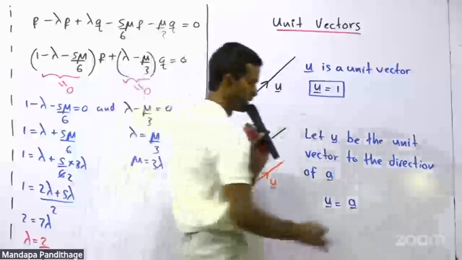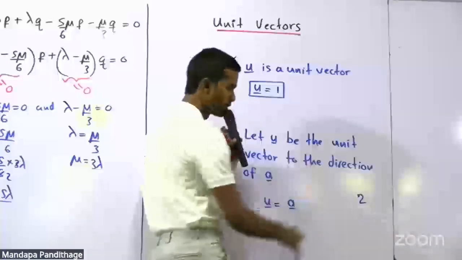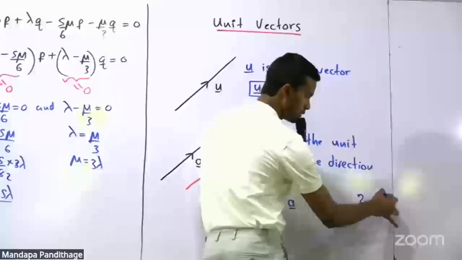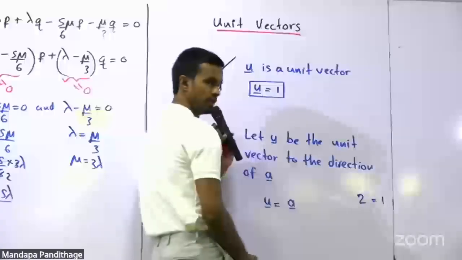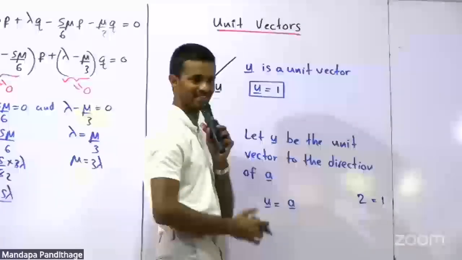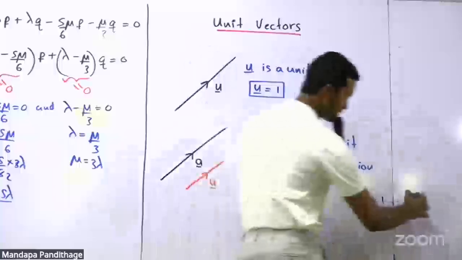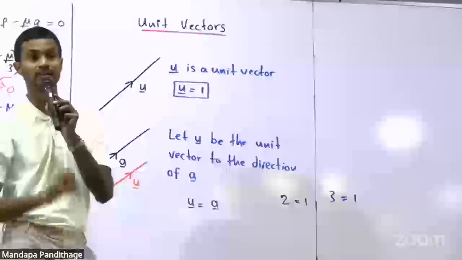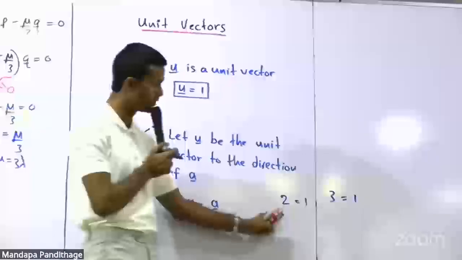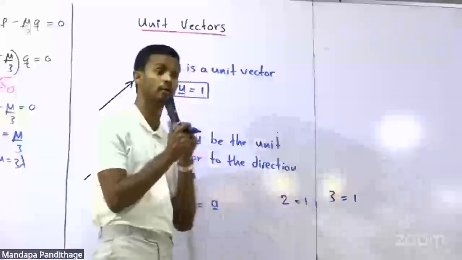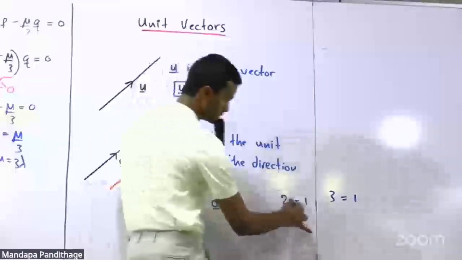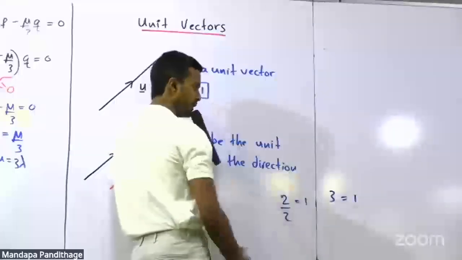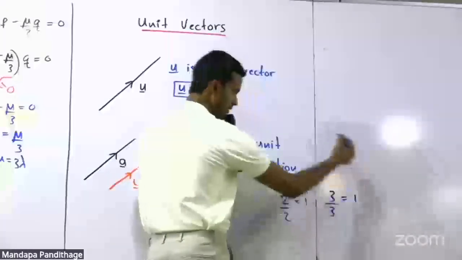Okay, now think in this way. If I want to make this magnitude 2 equal to 1, what can I do? You can subtract 1. Okay, I admit, that's true. And to convert this magnitude 3 into 1, you can subtract 2. That's correct, I admit. But tell me a common way to convert this 2 into 1, this 3 into 1. We can divide this by 2. So when you divide 2 by 2, you get 1. When you divide 3 by 3, you get 1.